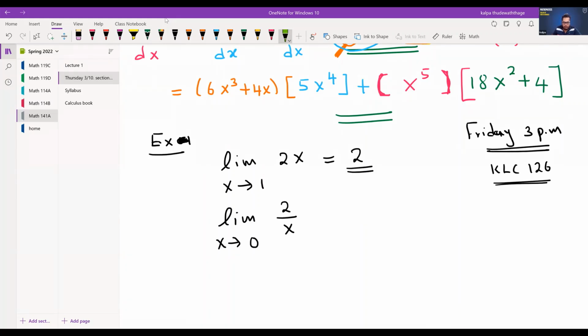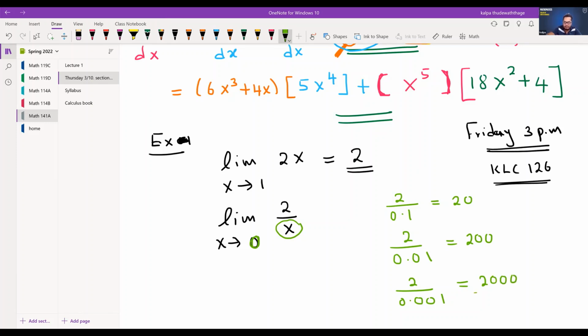Let's say x goes to 0, meaning I put a very small value for my x. Let me put a very small value for x, 0.1. If you put 0.1, you will get 20. So I need to send my x to 0, which means I need to divide my 2 by a very small number. If I divide by 0.01, I will get 200. If I divide by an even smaller number, because I need to approach my x to 0, if I make my x even smaller, I get a final answer bigger and bigger.